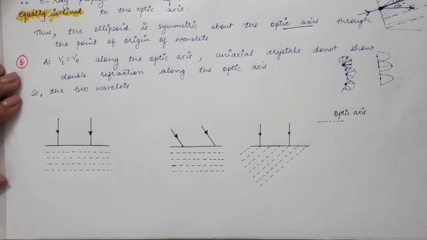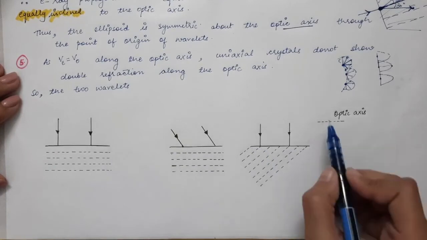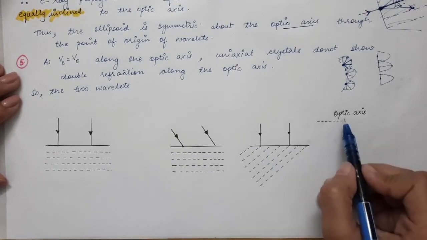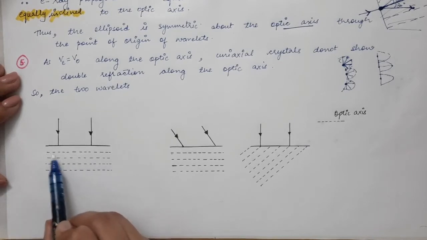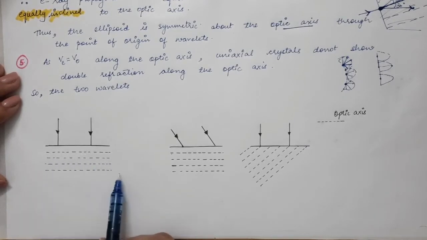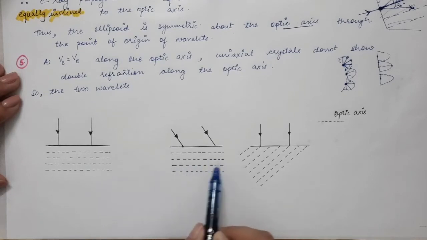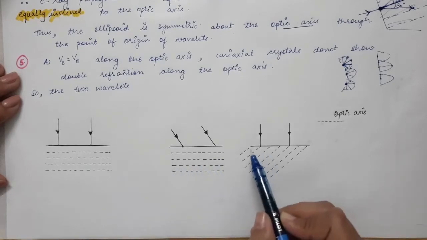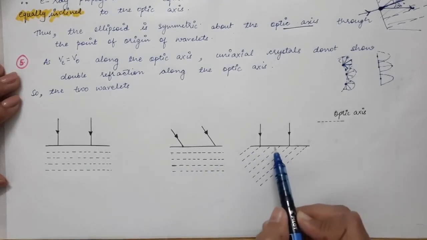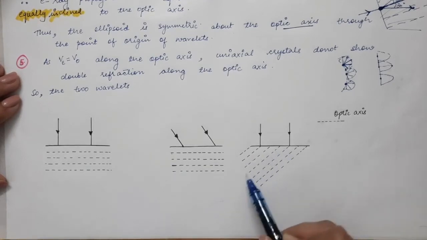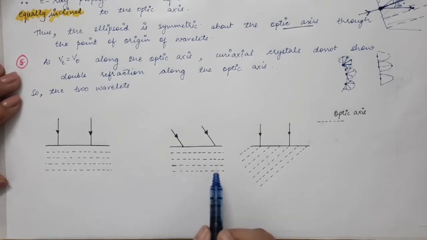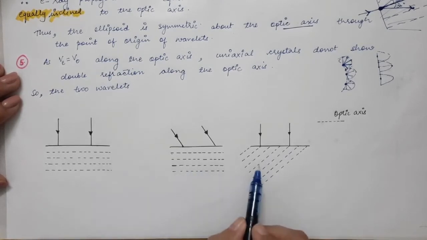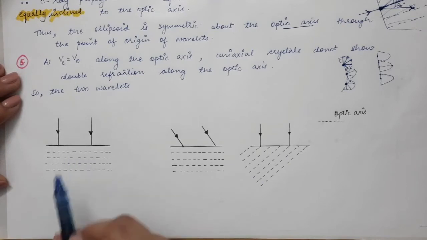How do we draw the wavelets for the case of E ray and O ray? These dashed lines which I have shown are the optic axis. For the first case, the optic axis is in this direction. In the second case also, the optic axis is in this direction. Then in the third case, the optic axis is inclined with the crystal surface, so it is in this direction. Now we are going to draw the wavelets for E ray and O ray in each figure one by one. So let's take this first figure.